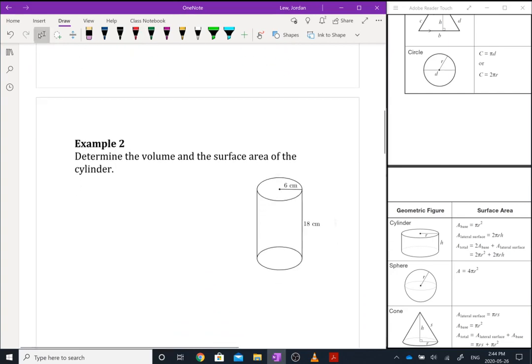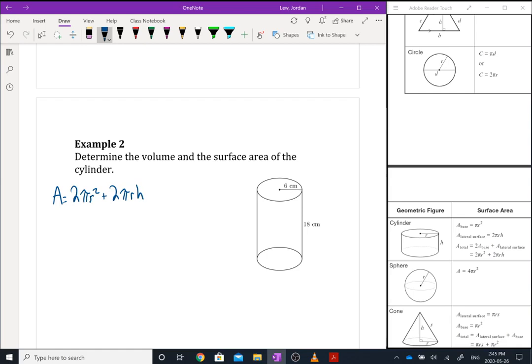So what we're going to do is just determine the volume and surface area of the cylinder. So we're going to do 2 here, and we're going to use our formula sheet to help us through this. So the surface area of our cylinder, we got from the formula either above or our formula sheet: 2 pi r squared plus 2 pi r h.